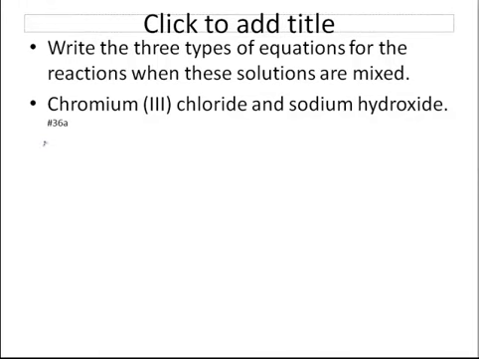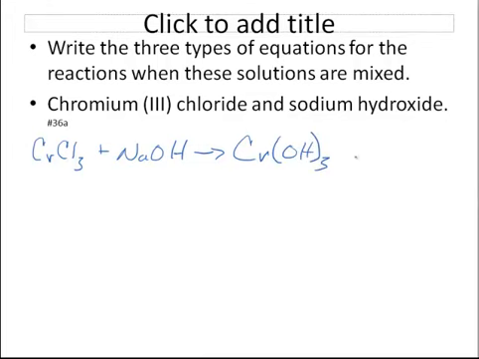Chromium 3 chloride, CrCl3, plus sodium hydroxide, NaOH. Now this is a double replacement reaction with ions, so I'm going to take the cation from the first reactant, chromium, and combine it with the OH. Again, we're making sure the charge is balanced, plus sodium chloride. Now I need to do a little bit of balancing here, so I'm going to have to put a 3 there and a 3 right there. Okay, so now this is a balanced equation.